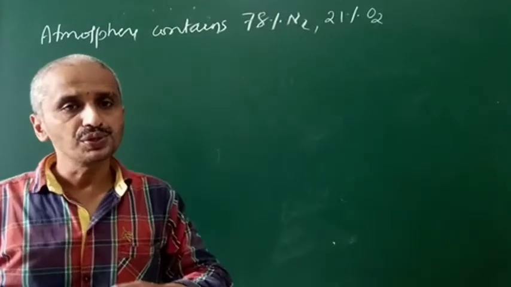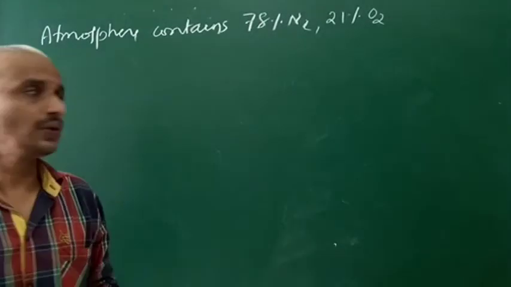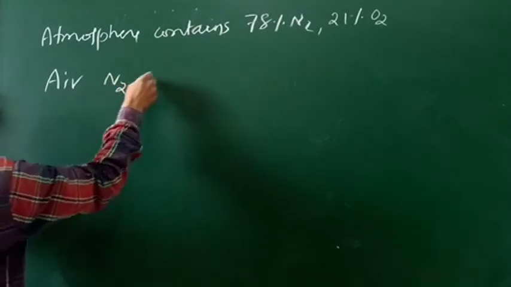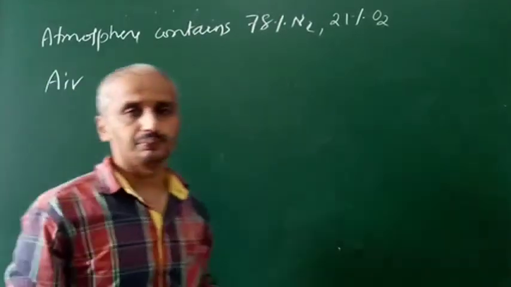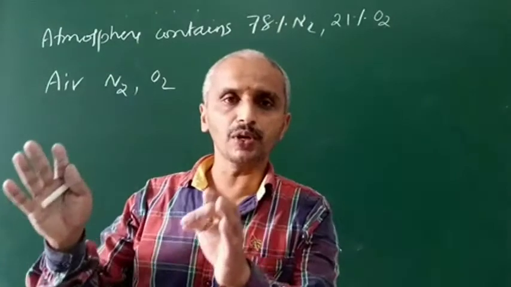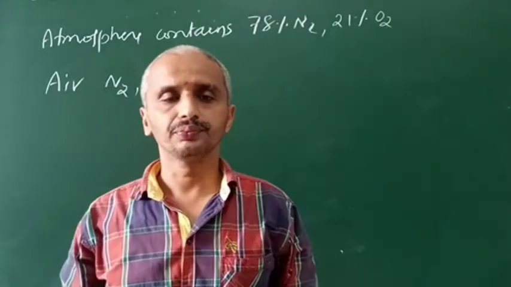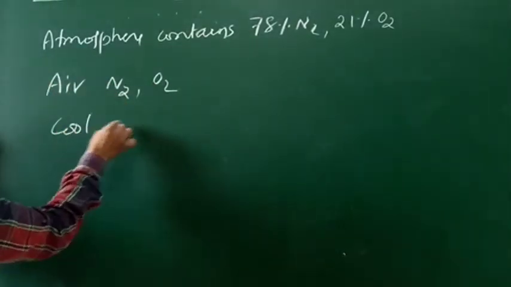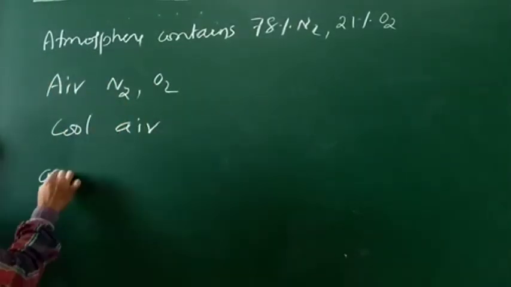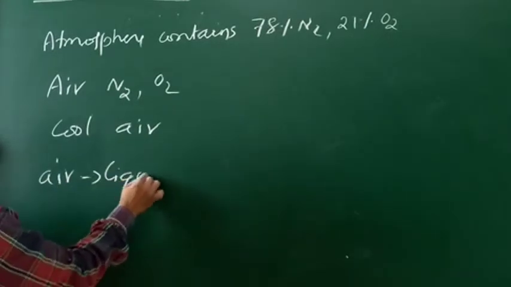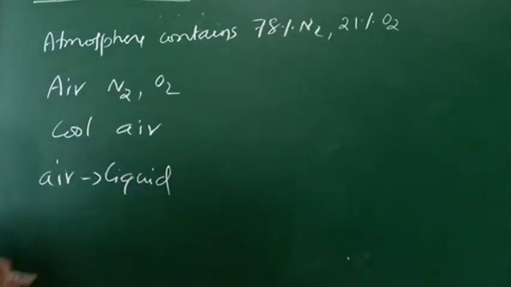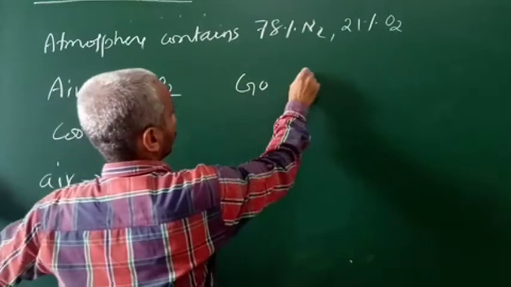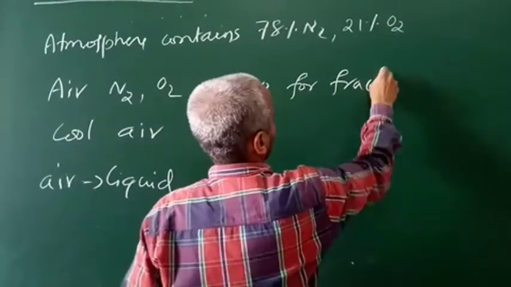So what you do is, first you cool the air which contains nitrogen and oxygen below the boiling point of nitrogen and oxygen. They liquefy. The air becomes liquid. Now what you do is, you go for fractional distillation.